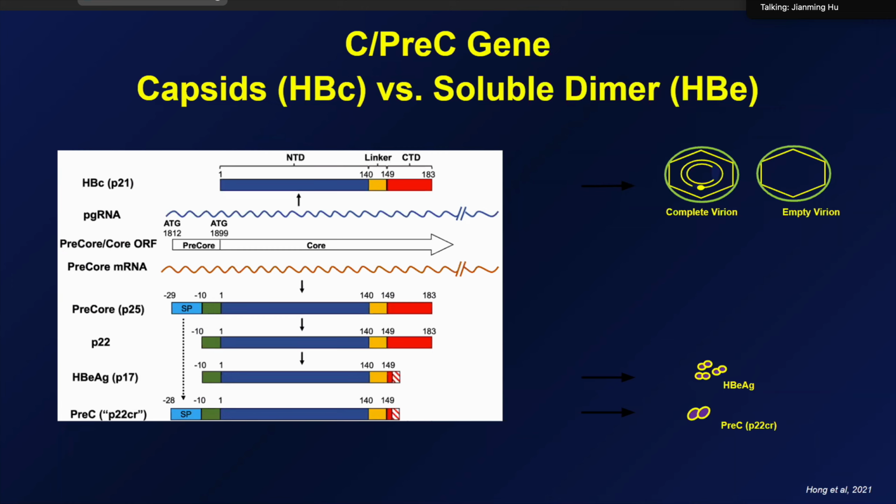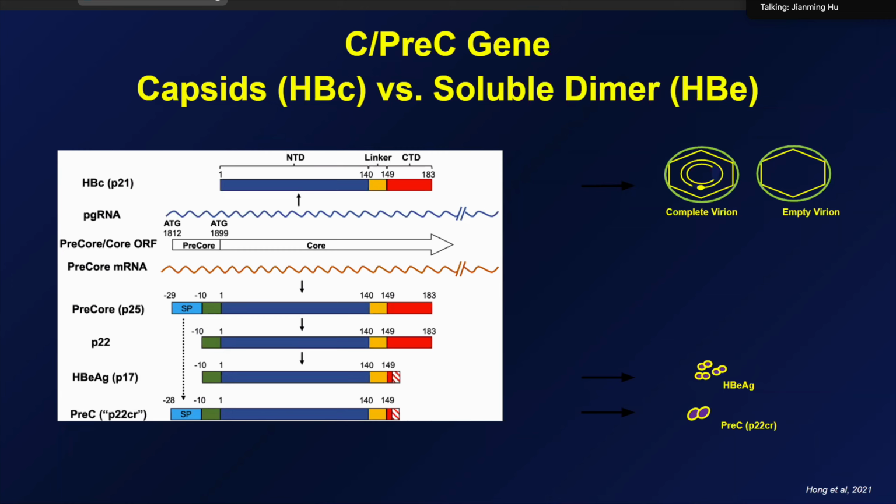Because it's a little bit longer, it has an additional upstream AUG, which allows the translation of a pre-core protein. It's about 39 amino acids longer initially than the core protein. So that's the P25 protein depicted at the bottom. From P25, the signal peptide is removed, so now you have P22. Then from P22, the C terminus is removed, the red part, and now you have the so-called E antigen or P17. That's the classical E antigen people have been detecting in the blood for decades.